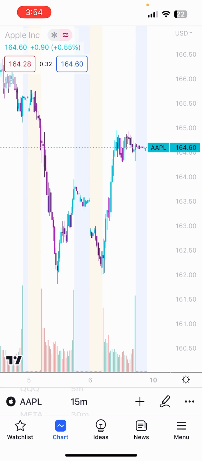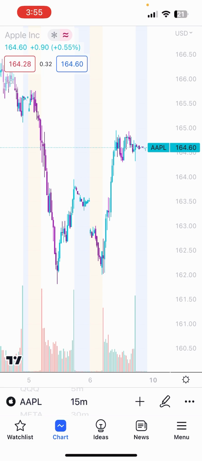Today we're going to talk about supply and demand, including some patterns as well. So, first of all, what is supply and demand? Supply and demand are just zones or levels where buyers and sellers are sitting, waiting for the right moment to execute, right? And why is it important for you to know where those supply and demand zones are?